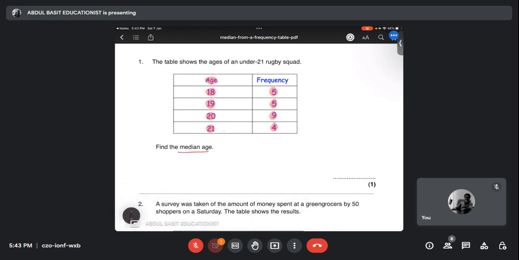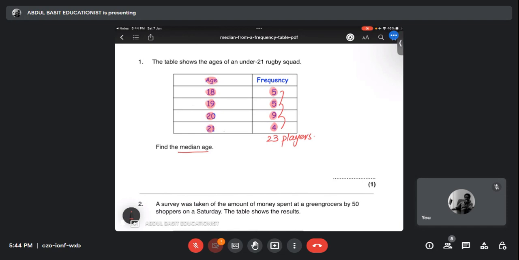First of all, we have to find out where the median lands. So for cumulative frequency, count all the values. 5 plus 5 is 10. 10 plus 9 is 19. 19 plus 4 is 23. So there are a total of 23 players.